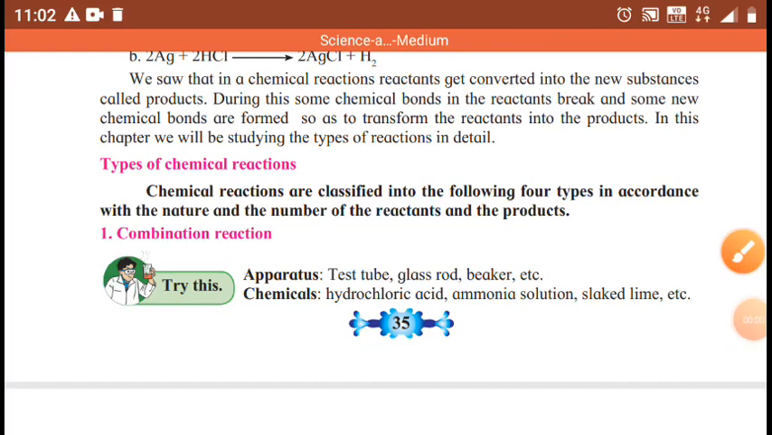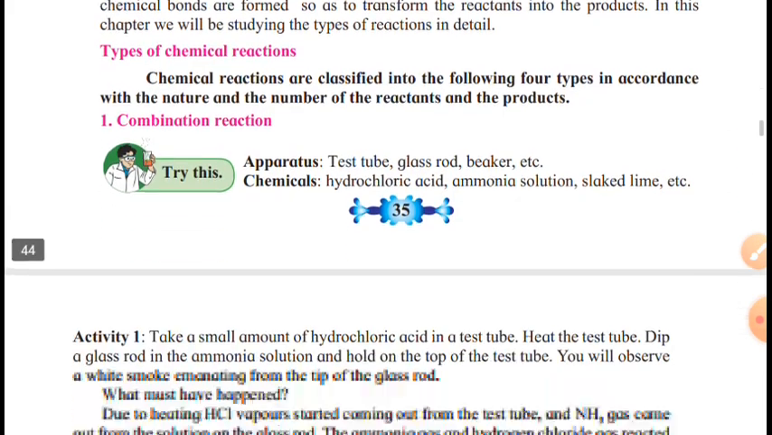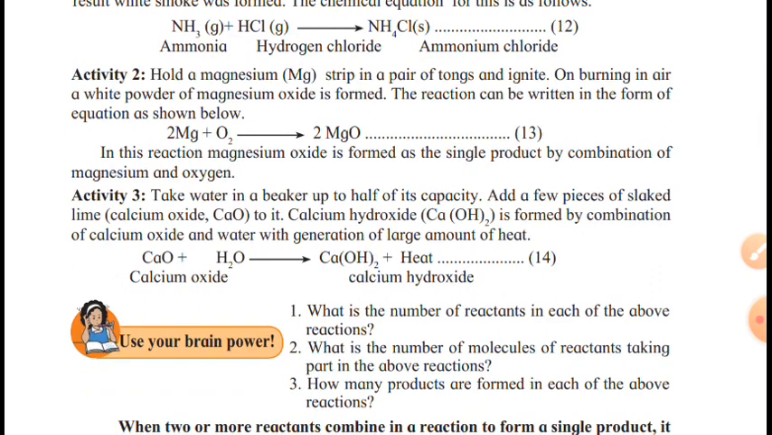So we study about the types of chemical reaction. There are four main types of chemical reaction. The first reaction is called a combination reaction. Now, what is a combination reaction? Let us study an example.